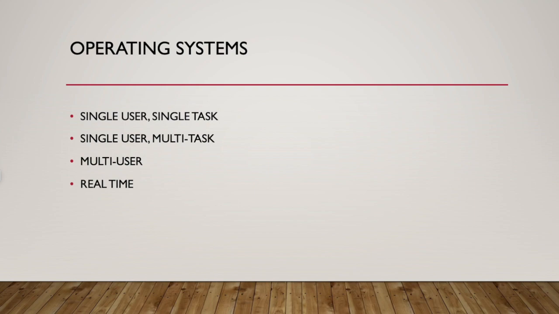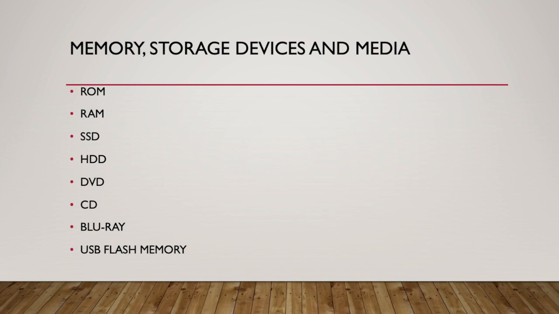Memory, storage devices, and media. Some of these have been in a bit of a strange order, okay? It's not necessarily the order they are in the book. I've mixed some of these things up. So, you need to know about each of these things. You need to know how much data it holds, how fast they are compared to other types, and some basic information about how they store data. You don't need to know the technical specifics of how they store data.